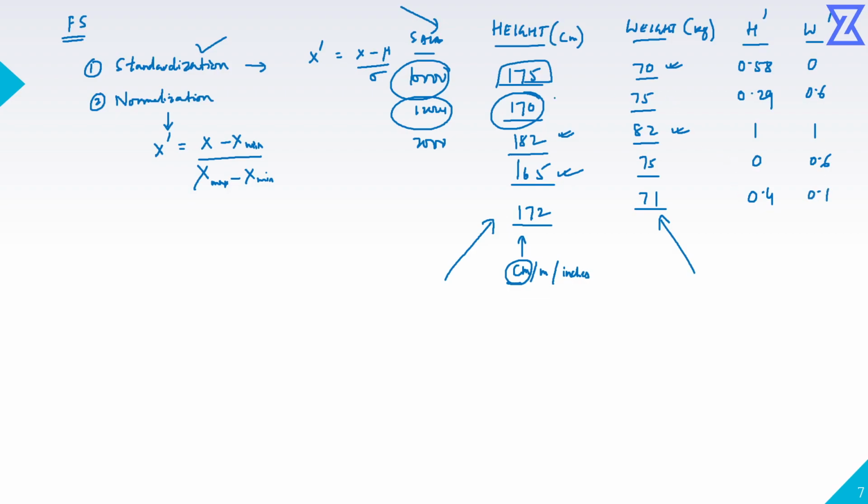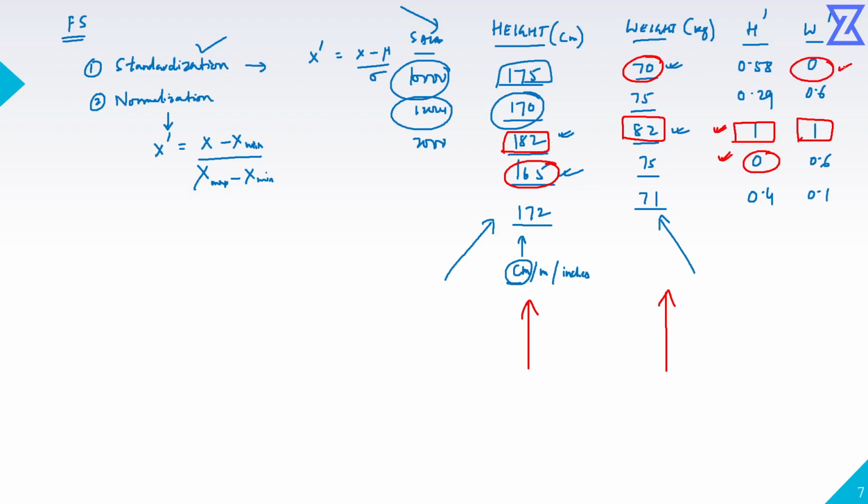Now, understand this thing. In the original data, which was highest? This was highest and this was lowest. In the transformed data, this is highest and this is lowest. So the feature importance is remaining the same. In the weight data, this was highest and this was lowest. Here also this is highest and this is lowest. So feature importances are remaining the same, right?